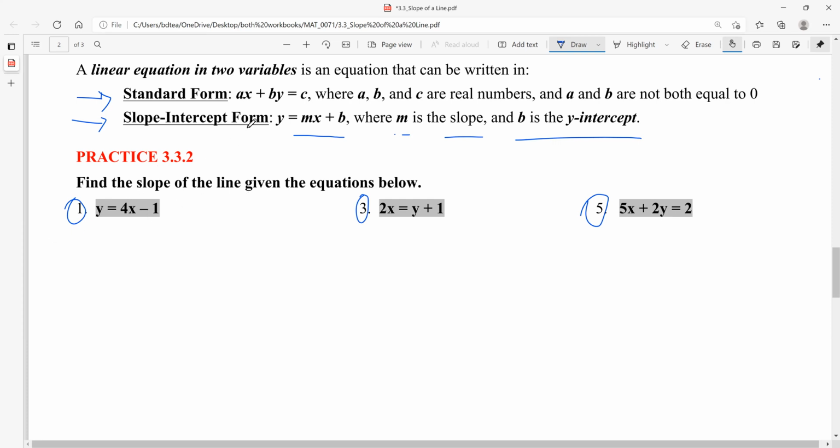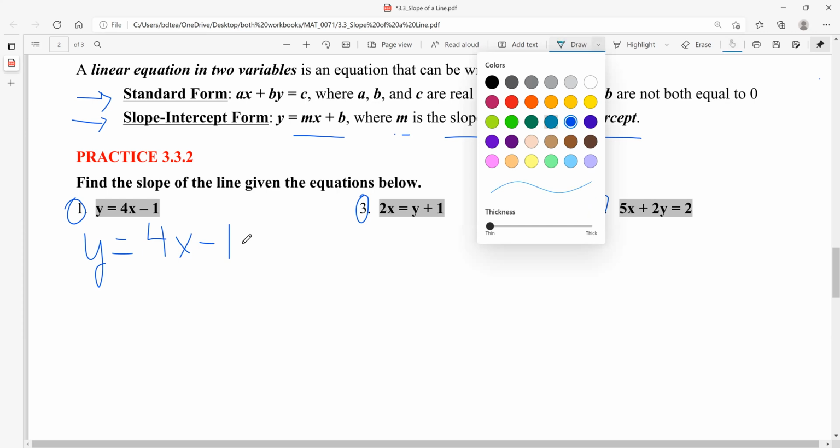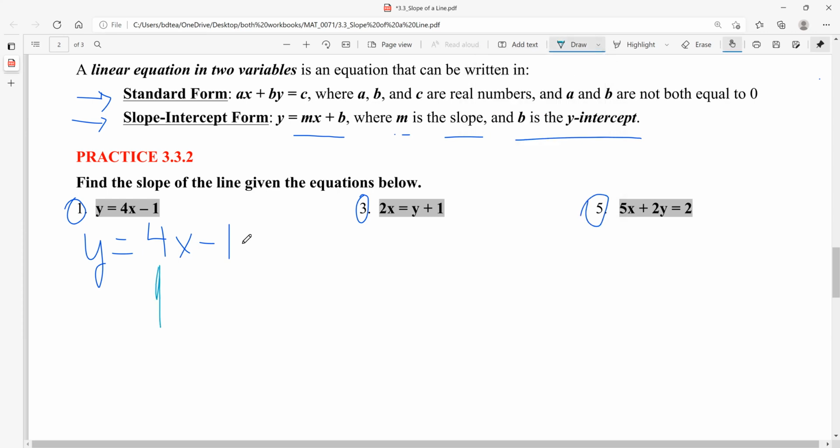So if we look at number one, this is y equals 4x minus 1. It says find the slope. y equals mx plus b. When it's already in that form, remember, we can just look at it and we know that the slope here equals 4, because it's already in the y equals mx plus b form.